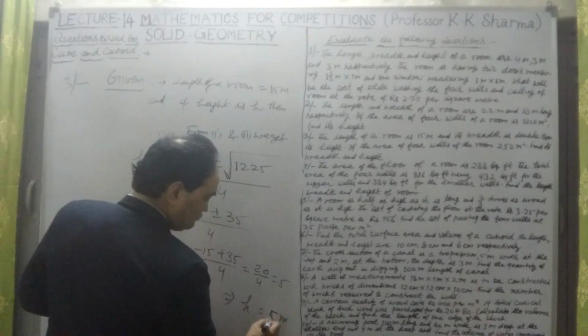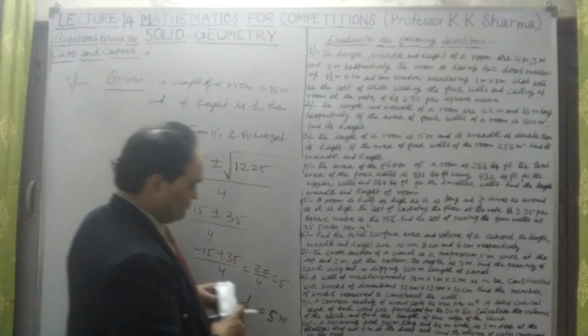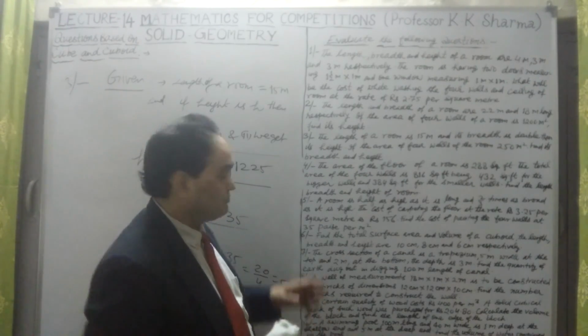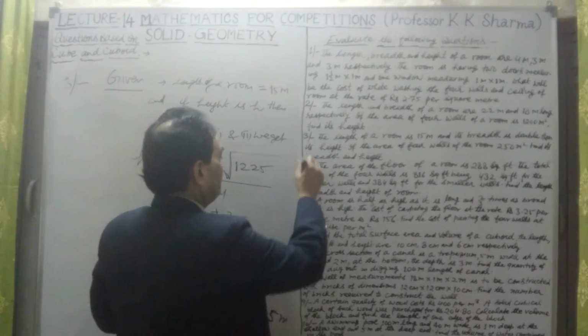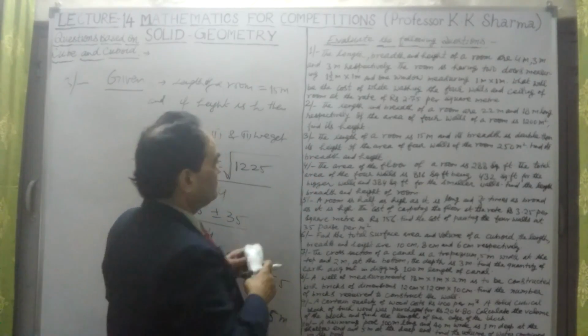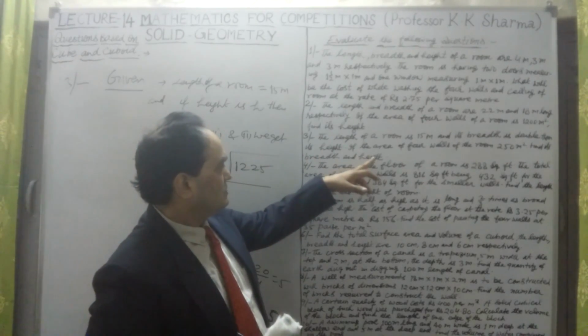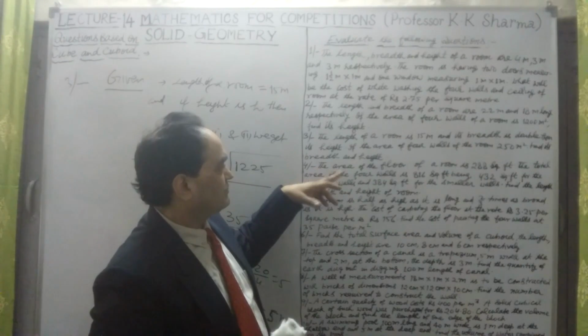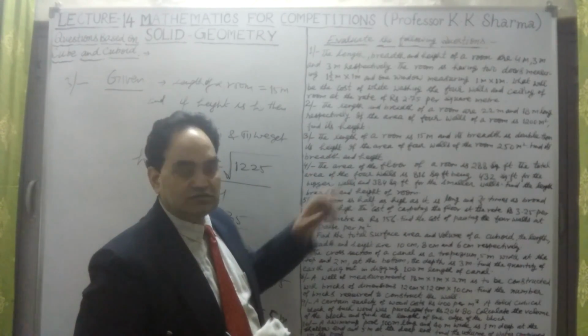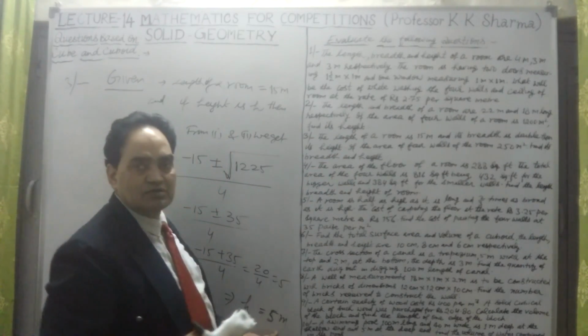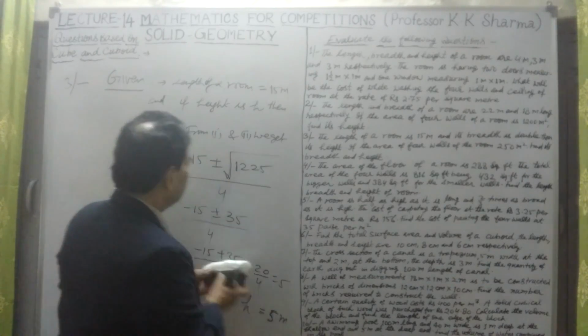This is the only answer. So we have to find out height and breadth also. What we have to find out? Here we have to calculate, if the area of the four walls is given, find its breadth and height. Height is 5 meter. What is breadth? Double of this, 10 meter.